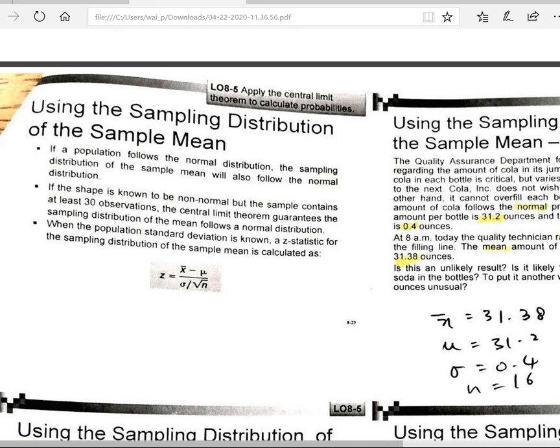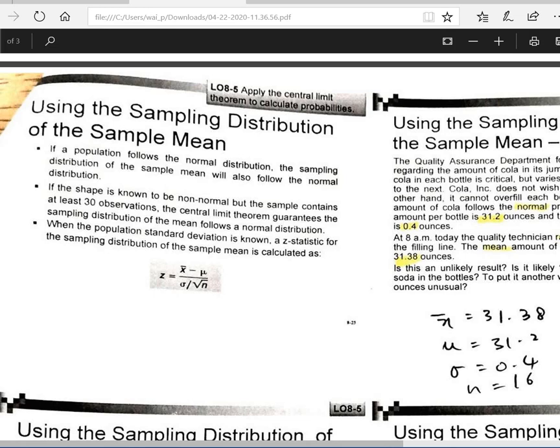Now we will go to the last video for topic 8, using the sampling distribution of the sample mean.